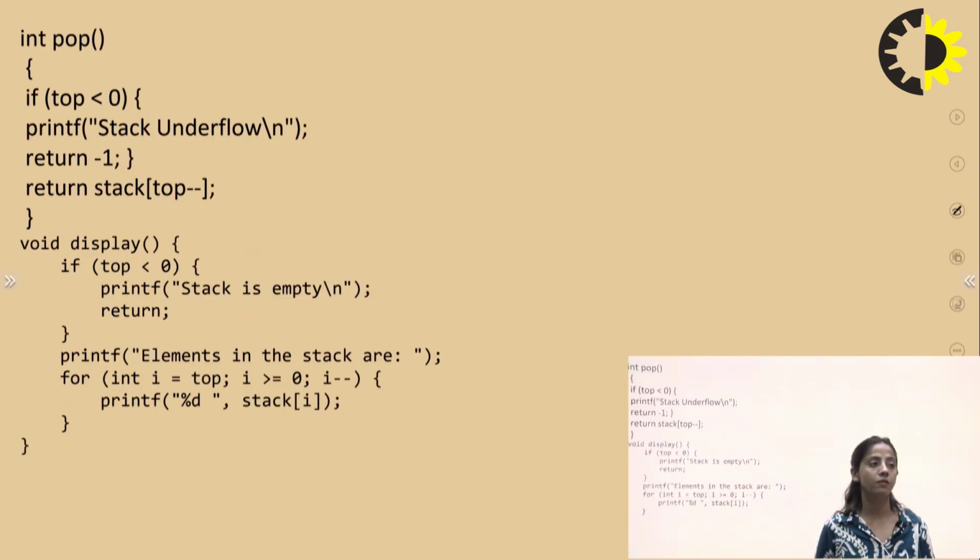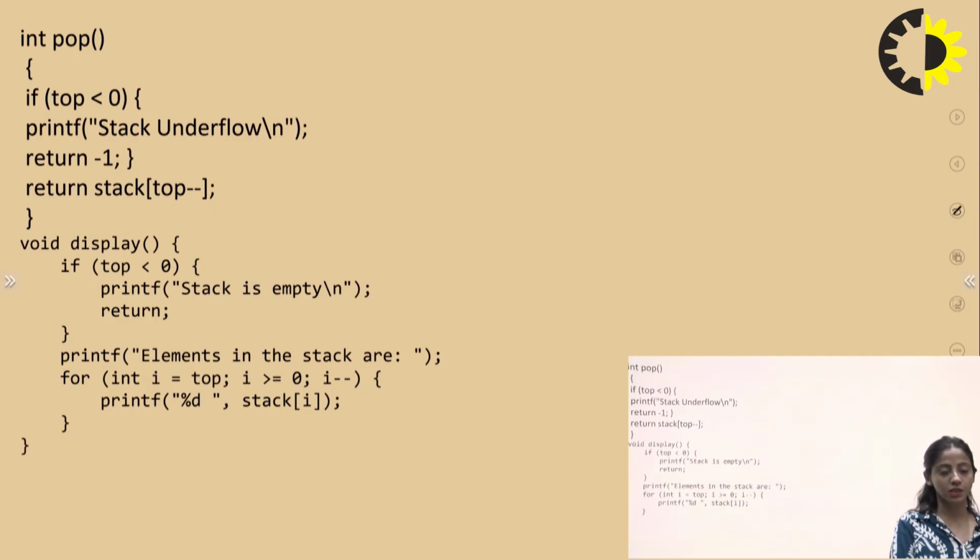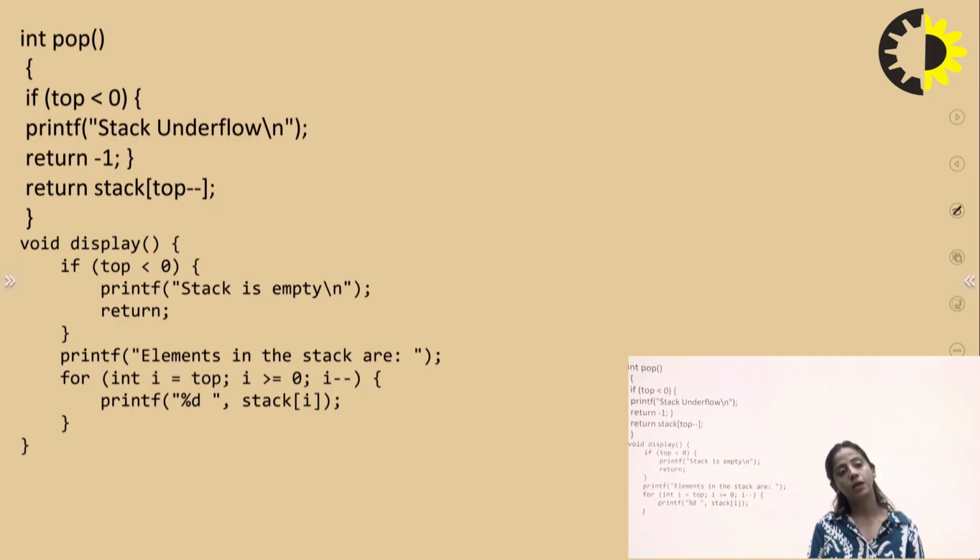Now this is a function for deletion. The name of the function is pop, void pop. If top is less than 0, if your top is below 0, then this means that your stack is in underflow condition. Now we will return -1, otherwise we will return stack[top--].